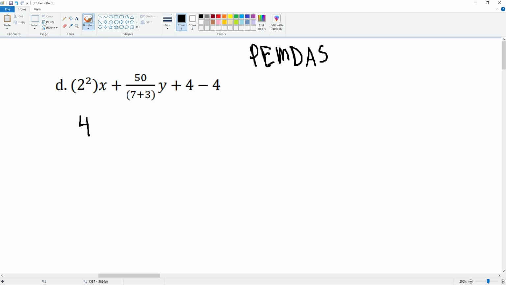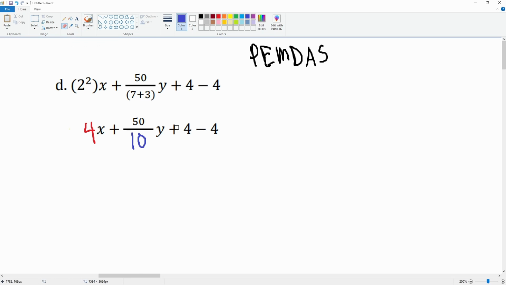So let me show you what I mean here. I'm going to grab this and I'm going to copy it down here. Watch how I just take it out. 2 squared just becomes the number 4. Do you see how I just write it under it? Perfect. Then you have that 7 plus 3 on the bottom. That just becomes a 10.